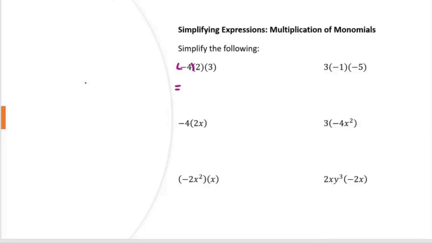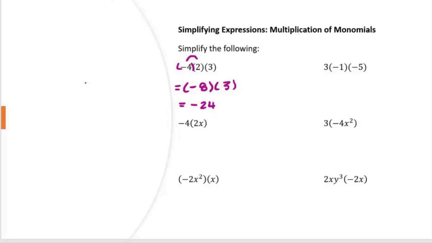In this case, let's take the first two numbers, -4 and 2. Of course, we get -8. We take that product and multiply it by the third number, and -8 times 3 is -24. Every time we have an odd number of negative signs, we'll end up with a negative answer.